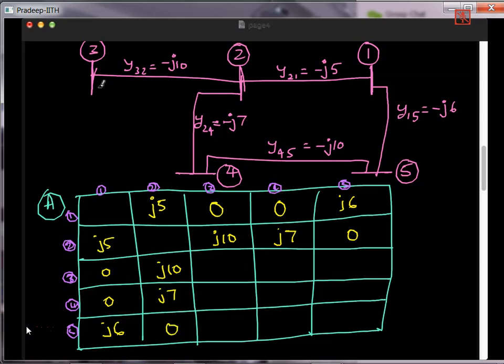Already it is there. 3 is not connected to 1, 4 and 5. So this will all be zeros. So this also will be zeros. Is 4 connected to 5? The answer is yes. So this is J10 and this will also be J10. And we completed all the off diagonal elements.